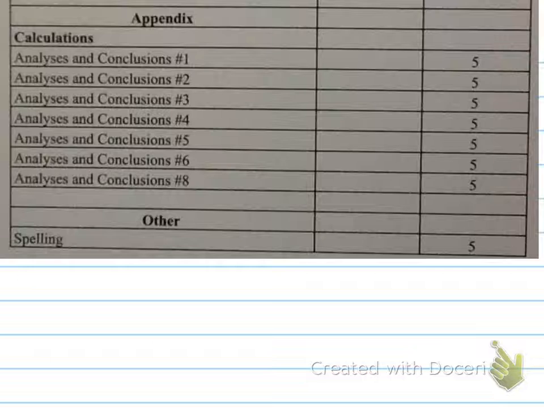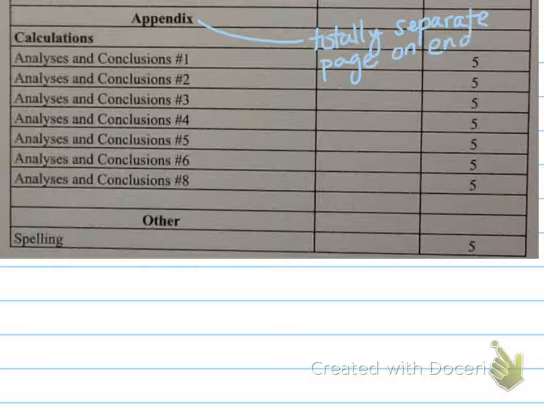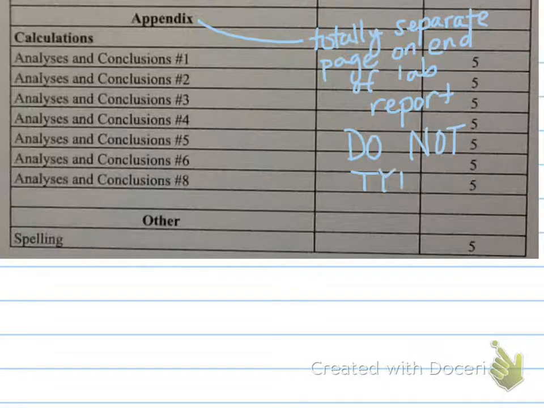Now, this is new. You haven't had to do an appendix yet. So this is the first time you do an appendix. An appendix is going to be a totally separate page on the end of your lab. Okay, I'm going to tell you right now, I don't want you to type this. You're going to waste a lot of time typing it up. I'd rather you spend that time doing something fun and not chemistry related, okay? So this is going to be handwritten. I would like you, though, to do it in ink.